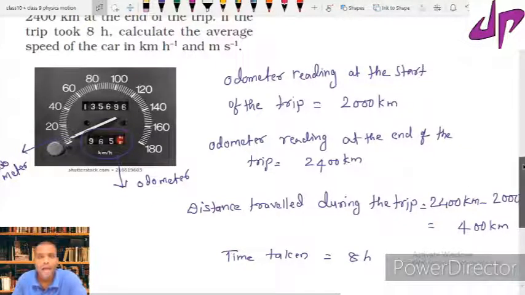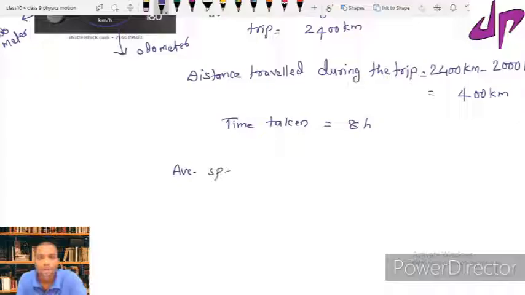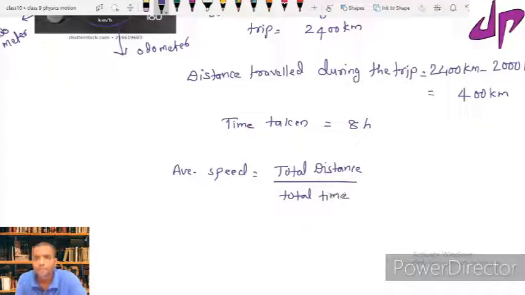Finally, I need to calculate average speed. So average speed equal to total distance by total time. Here the total distance is 400 kilometers and total time is 8 hours. You just divide this, 4 in 8, so 2. So you get the final answer as 50 kilometer per hour, the average speed.